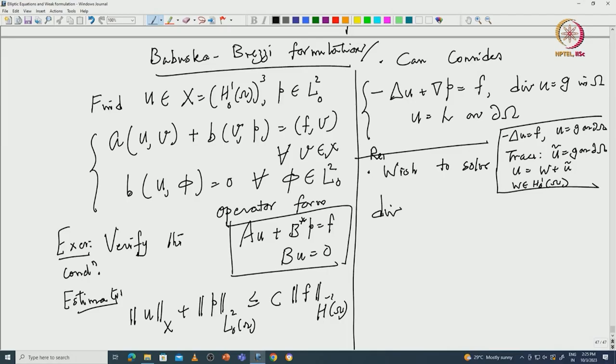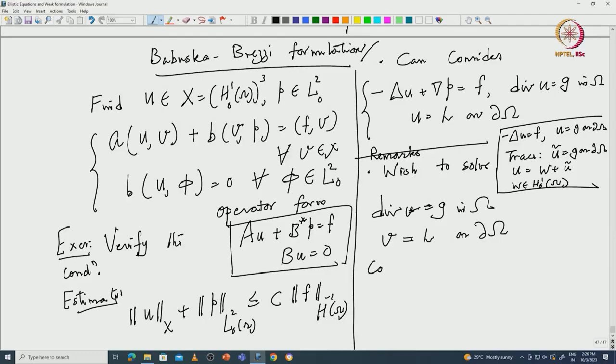These are all remarks. You have to work it out, because I don't have time to go into the details, and try to really visualize how you see divergence and gradient as adjoint operators. So divergence of v equal to g in omega, and v equal to h on the boundary of omega. First you solve this one. What you need is a compatibility condition. I will discuss the compatibility condition later.